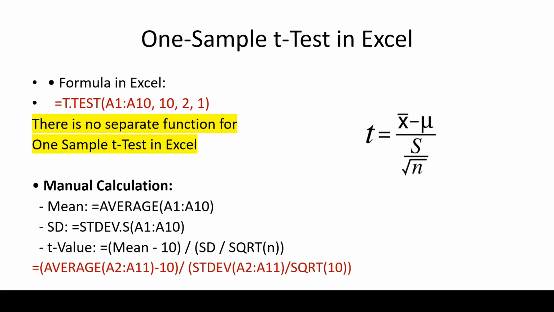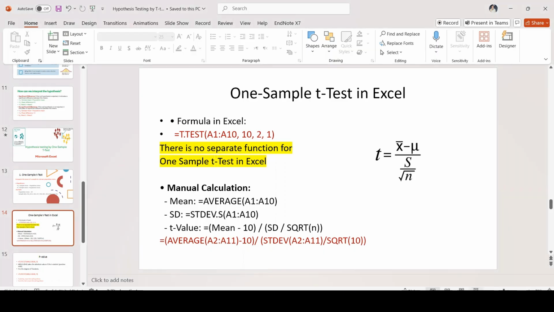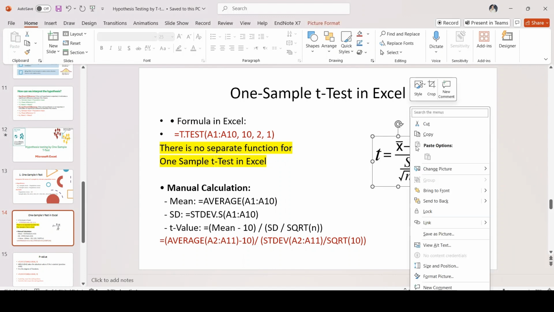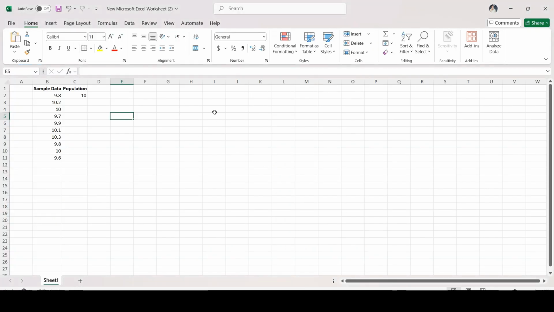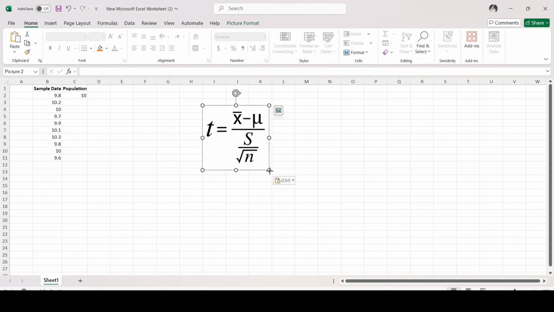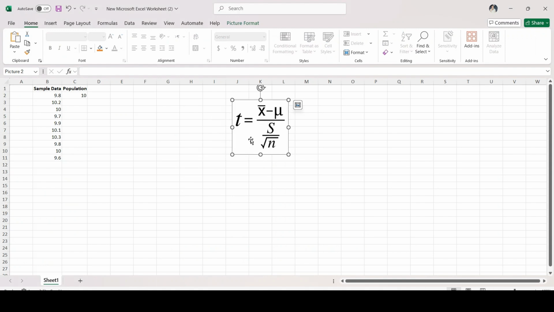The basic formula is t equals sample mean minus population mean, divided by sample standard deviation over the square root of the number of samples. First of all we will use this formula to do all of these calculations. We can do them step by step, or we can do all of these calculations in a single step. This is the formula to find the t value first: x-bar, that is the sample mean.